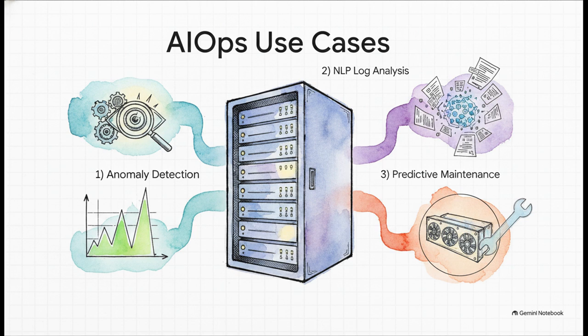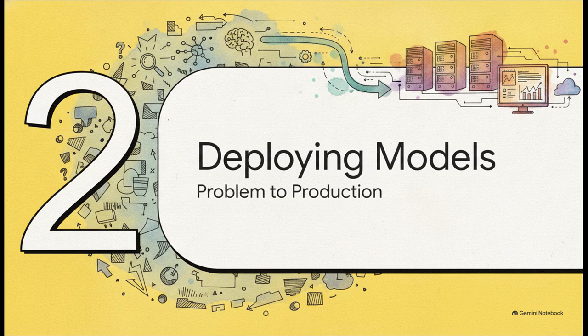Add in predictive maintenance, like forecasting a hardware failure based on vibration data, and you've completely transformed how your team works. Let's move on to section 2. We'll look at the 4 steps to deployment, taking this from a problem to actual production.